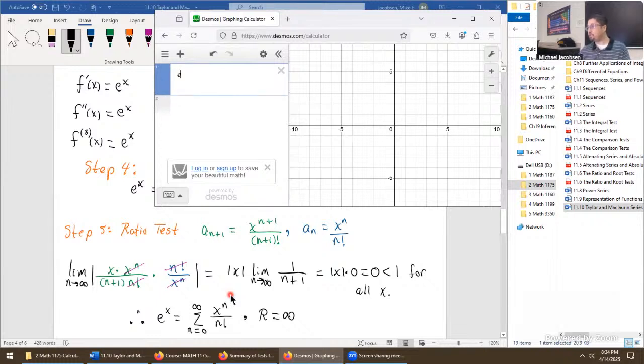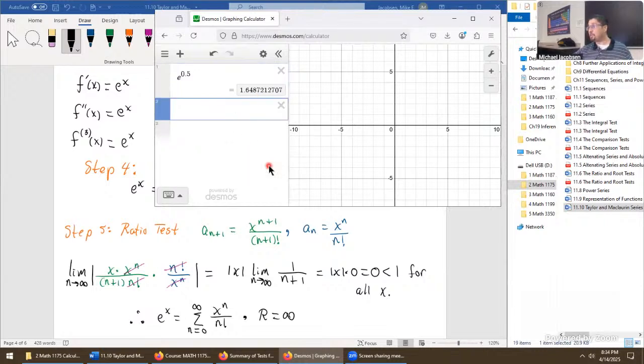So say, for example, you did maybe e to the power 0.5. Desmos did something here and got the value 1.64872 and so on. But you know what? What Desmos did is not too different than what we might do. We could compute this as well. 0.5 is a value for x. When we plug in 0, it's going to be a 1. That's the index n is 0.